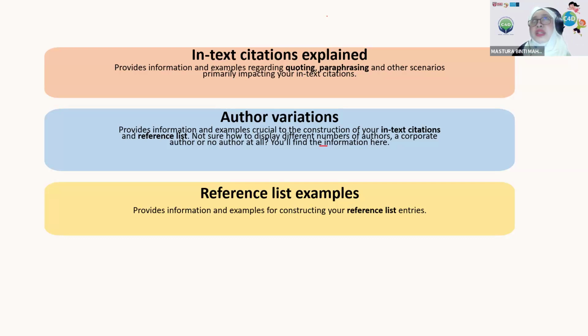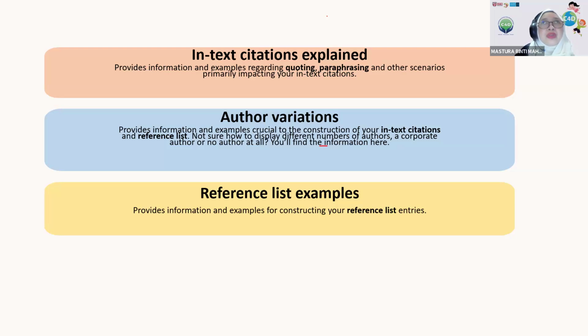So author variation, as I've mentioned before, is the number of authors. It can be a single author, two authors, three authors, or more than three authors. So basically, what are the components that allow you to present your citation in whatever situation it may be? But for a lot of this explanation, I don't think we can finish on time if I'm going to do everything in depth.